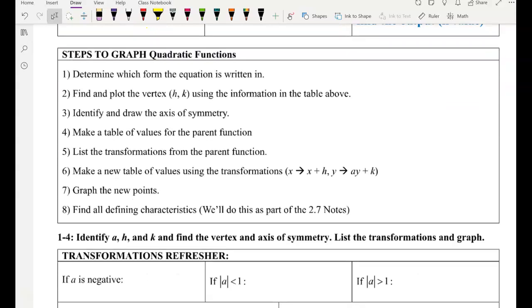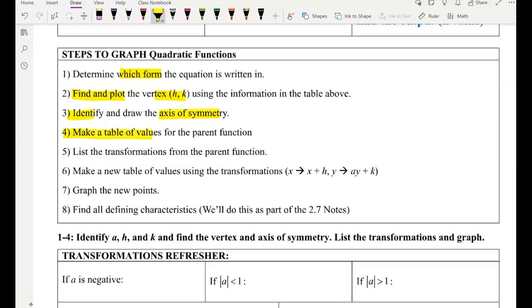Steps to graph quadratic functions. Number one, determine which form. Number two, find and plot the vertex. Number three, identify and draw the axis of symmetry. Because remember, a quadratic is going to produce a U shape, so the left and right would be exactly the same. Identify an axis of symmetry.